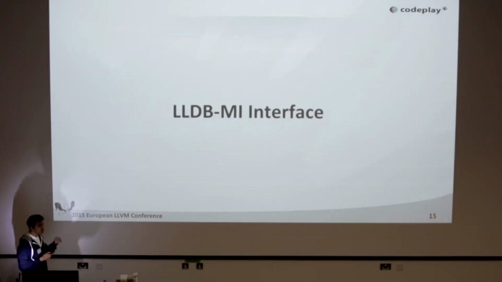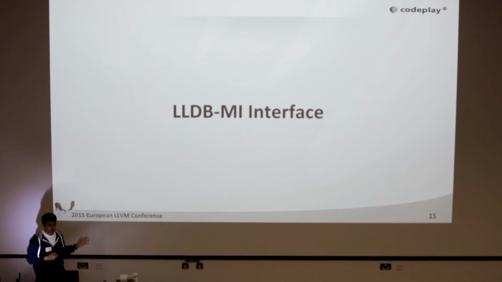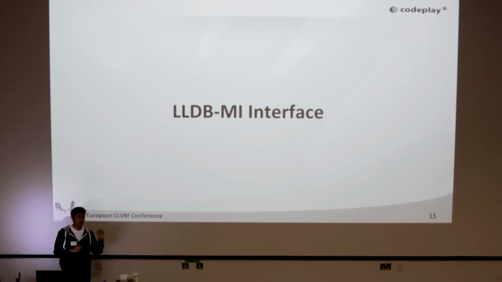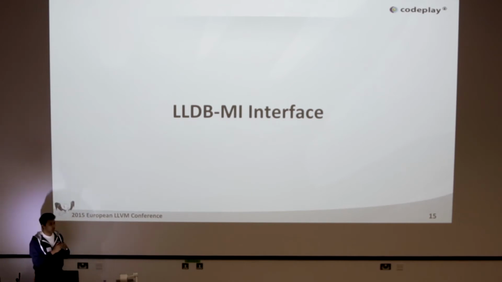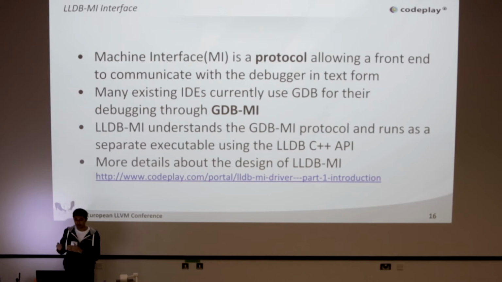So yeah, now I'll move on to talk a little bit about the MI interface. The command interface is for the people who want to use the command line interface, and the MI interface is for using LLDB from an IDE. Now there are other ways of doing it, but the MI interface is quite closely related to GDB's MI interface, if you guys are familiar with it. So what is MI? MI is a protocol allowing a front end to communicate with the debugger in text form.